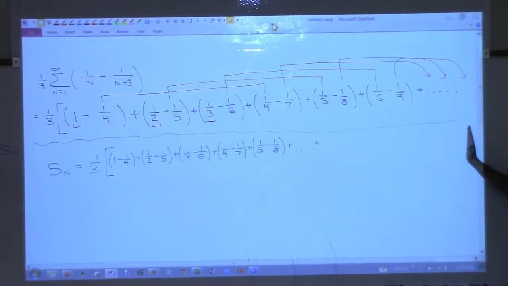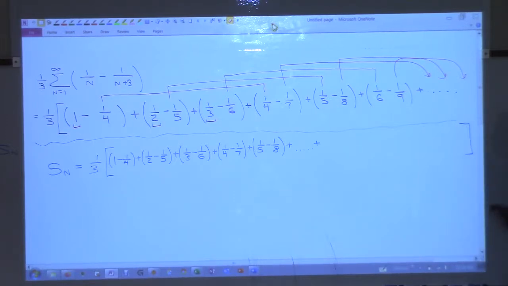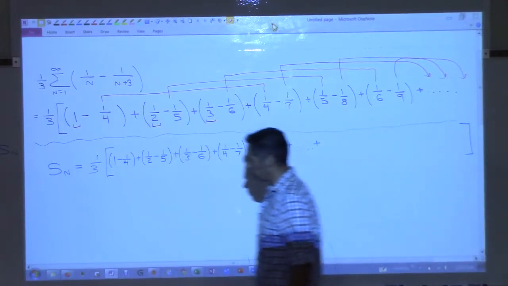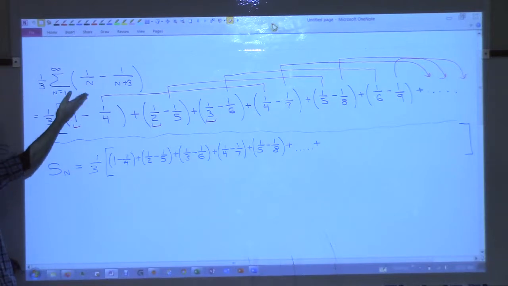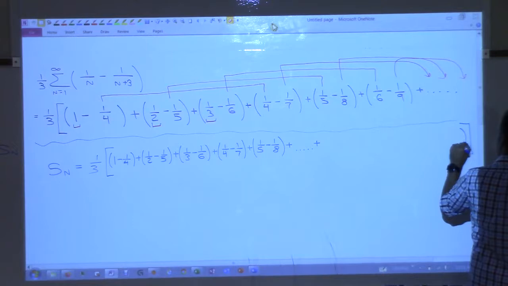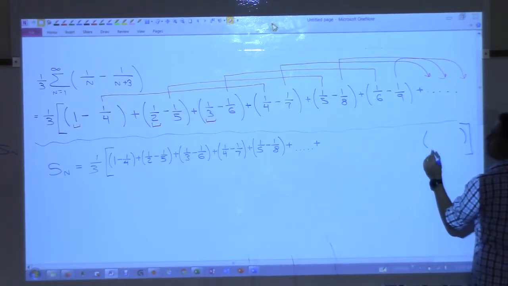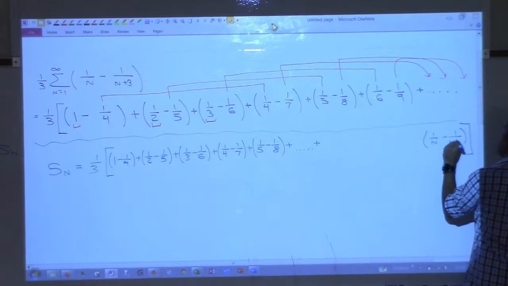Now I have to stop this sum. Way out here at the end, I'm going to stop the sum at n. So what would happen if I plug n into that formula? My last term is 1 over n minus 1 over n plus 3. Agree?